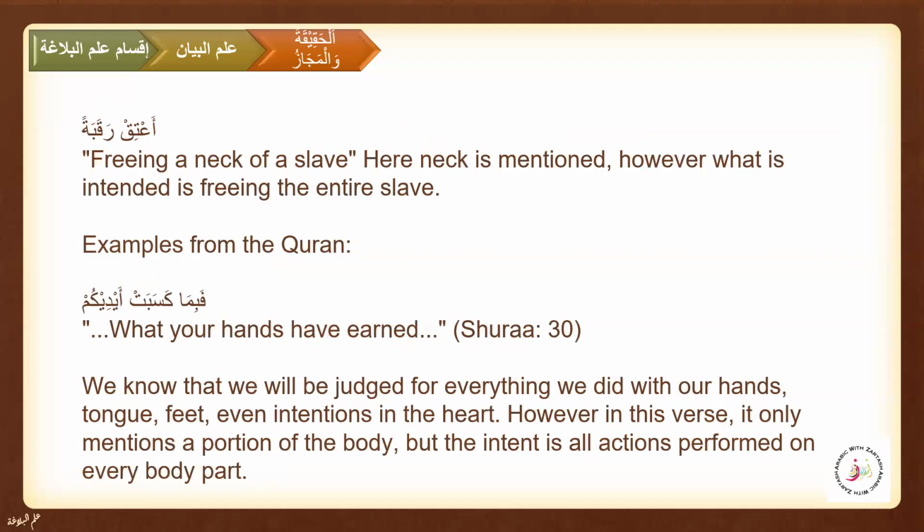Let's see another example. Atiq raqabatin. Free a neck, freeing a neck of the slave. Neck is mentioned. However, what is intended is freeing the entire slave. We know that you don't just free the neck, you free the whole person. But here it mentions the neck as a symbolic part to represent the whole slave. And this is why we call it, in Majaz Mursal, juzia: only a part is mentioned, but it is used here metaphorically.